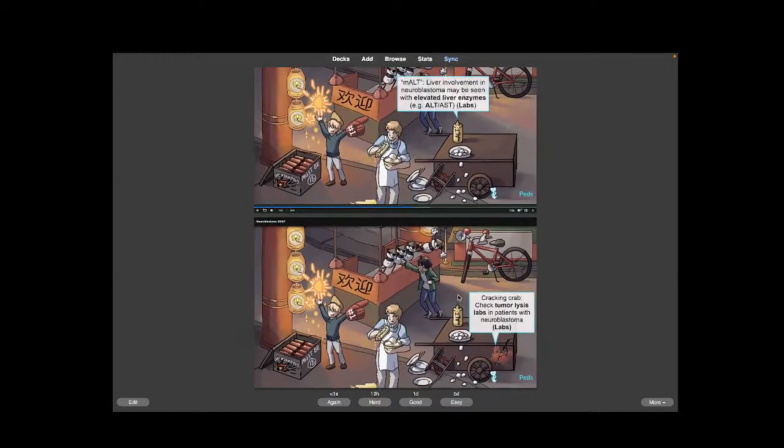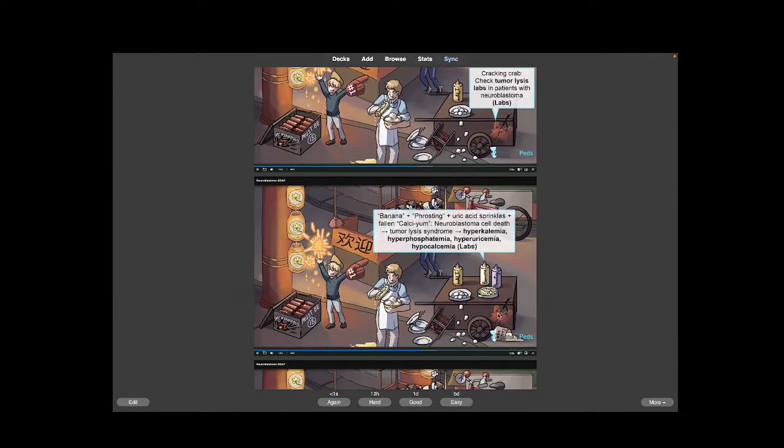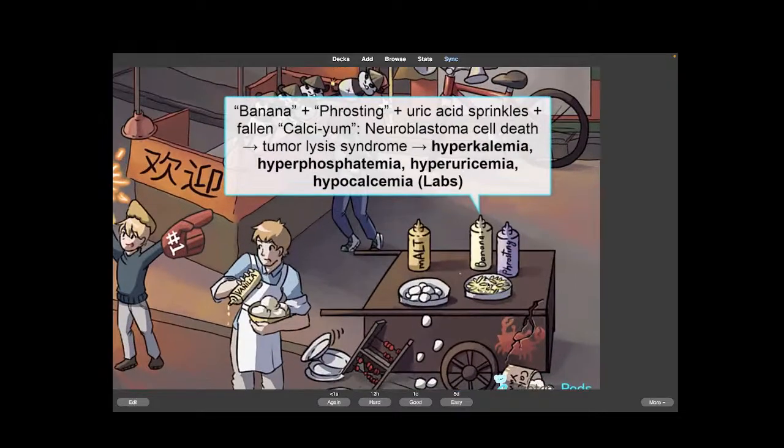We've got the Maltese, tumor lysis, hypercalcemia. Well, yeah, that's in the thing, bro. Come on, bro. Banana paste. They thought banana paste was a good idea. Funny.